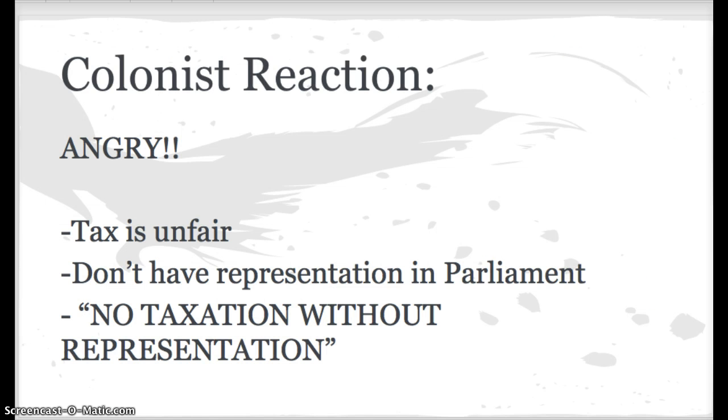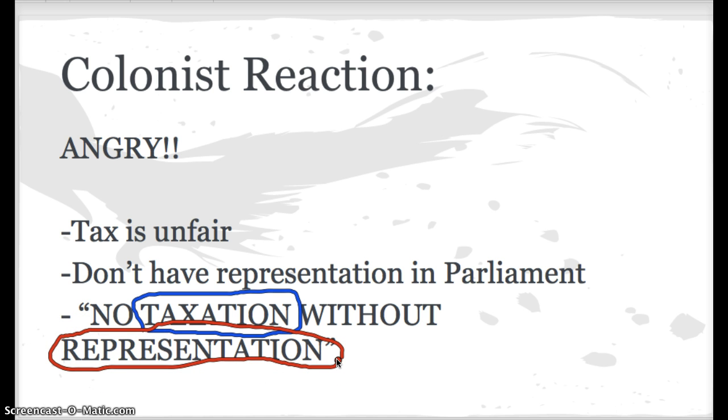All right. The colonists' reaction to the Stamp Act was they were very angry. They saw the tax as unfair. And they said this was unfair because they said, we don't have any representation in Parliament. This phrase, no taxation without representation, comes out of the Stamp Act. A lot of people really focus on this taxation word in this phrase, but that's not the most important word. The most important word is representation.